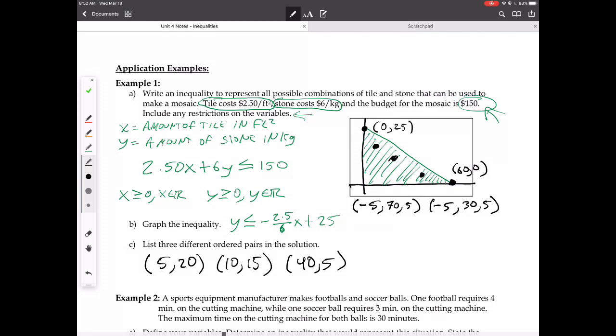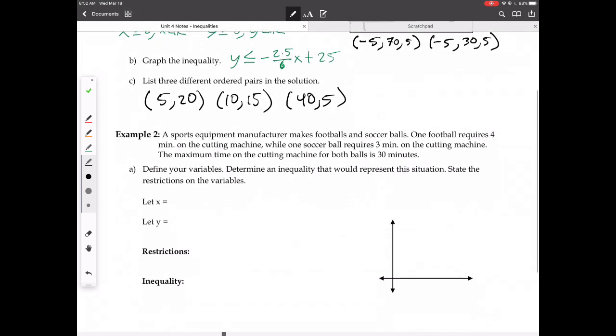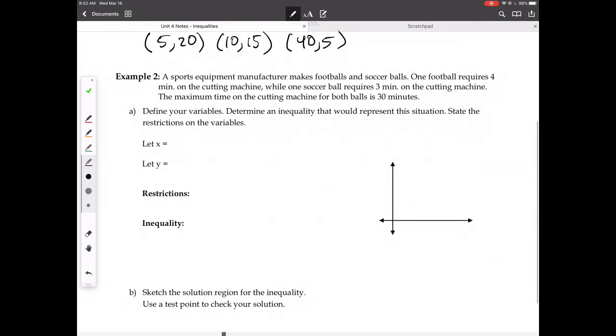All right, let's move on to the second example. A sports equipment manufacturer makes footballs and soccer balls. One football requires 4 minutes on the cutting machine, while a soccer ball requires 3 minutes on the cutting machine. The maximum time on the cutting machine for both balls is going to be 30 minutes.